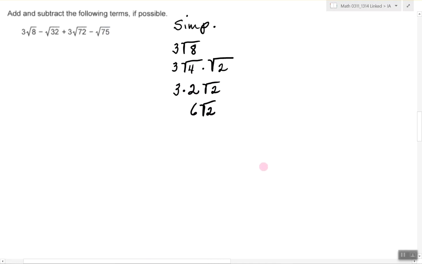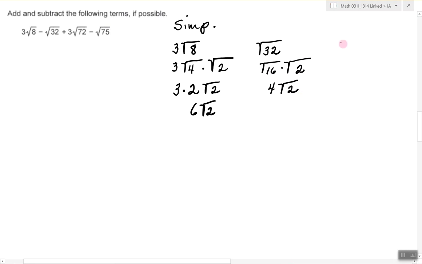Next, the square root of 32. Remember, I choose not to bring the sign with it. You can if you want to. So I just worked with the square root of 32 a few minutes ago, and remember that it's 16 times 2. That means I have 4 times the square root of 2.